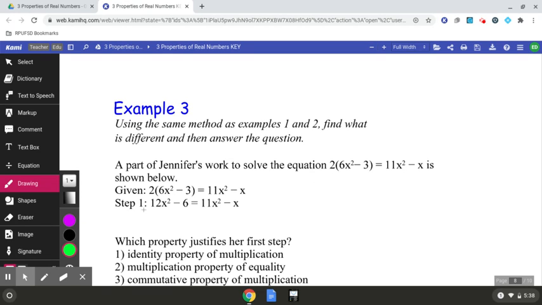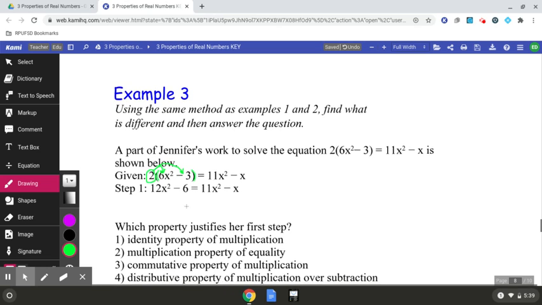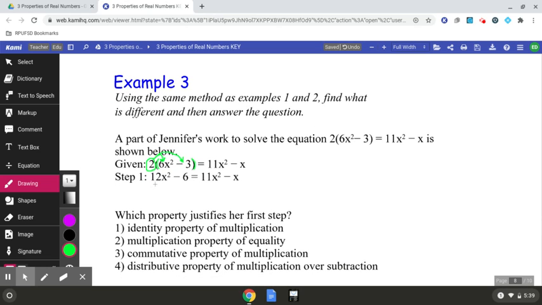And then when you go to step 2, I'm looking to see what's different. So in line 1, or the given, I had parentheses, right? And in step 1, I no longer have them. What I did to get rid of these parentheses is a property we learned yesterday. So we took the 2 and we actually distributed it, because 2 times 6 gave us 12 and 2 times -3 gave us the -6. So this isn't one of our equality properties. Rather, it's the distributive property of multiplication over subtraction.